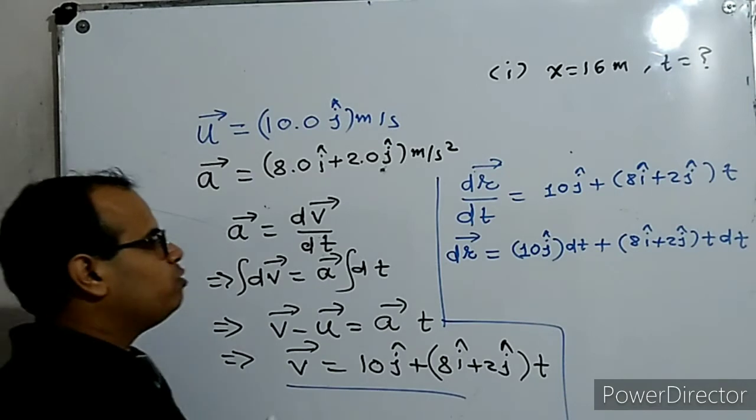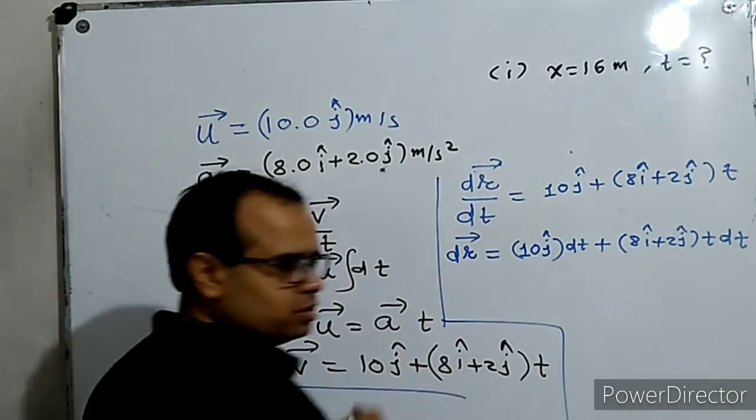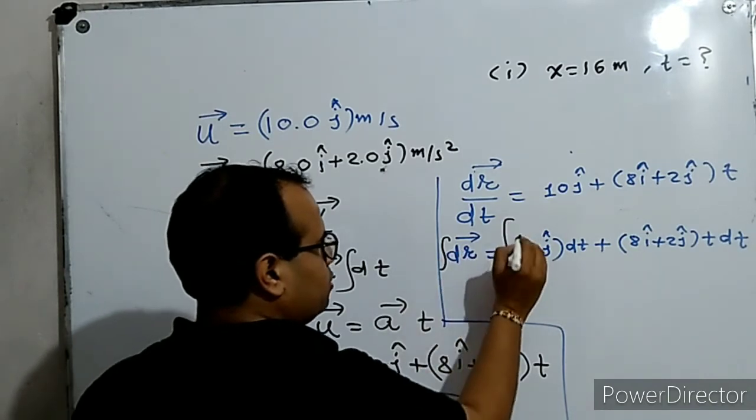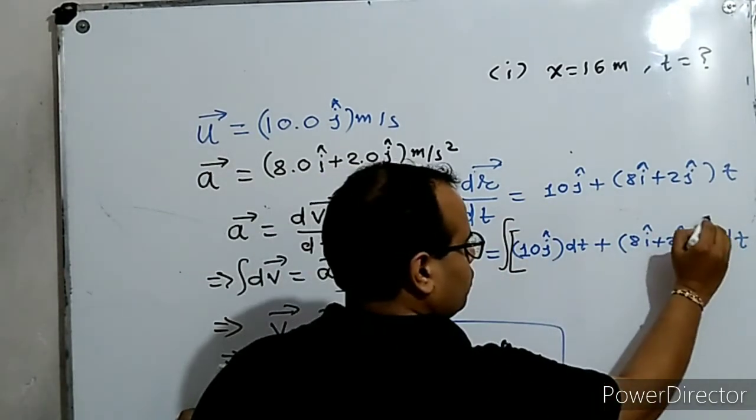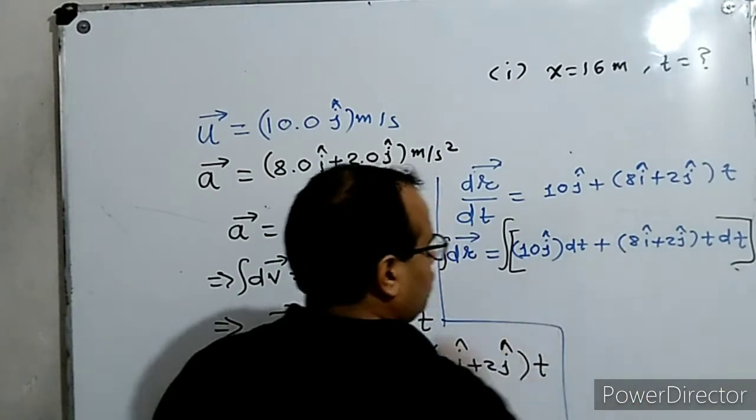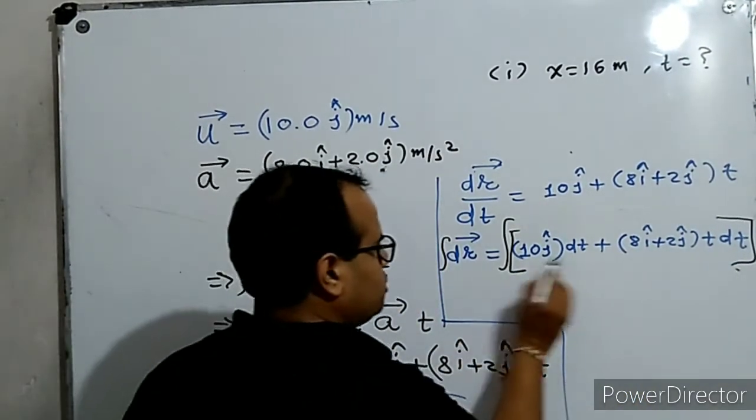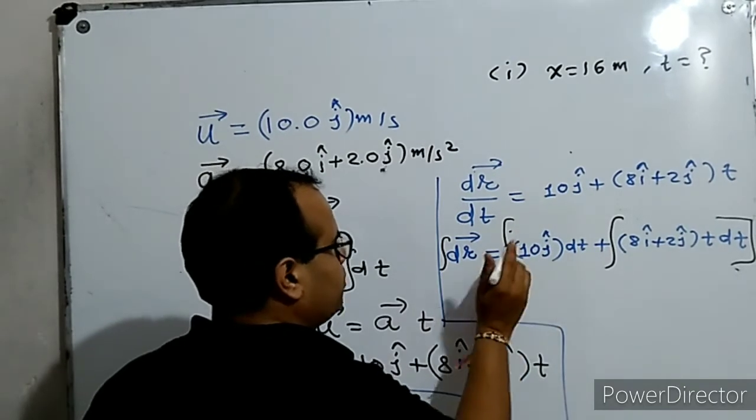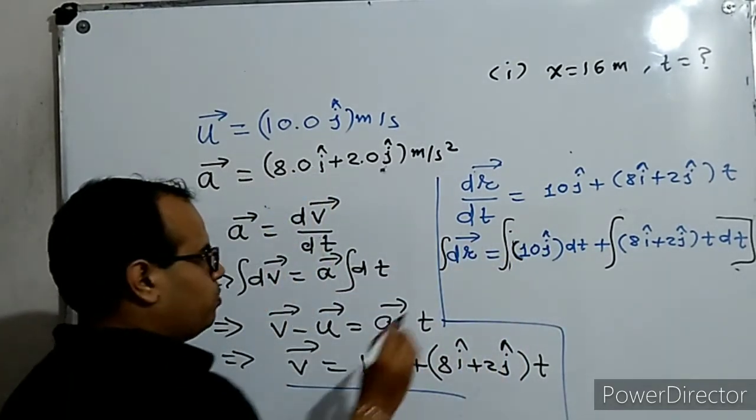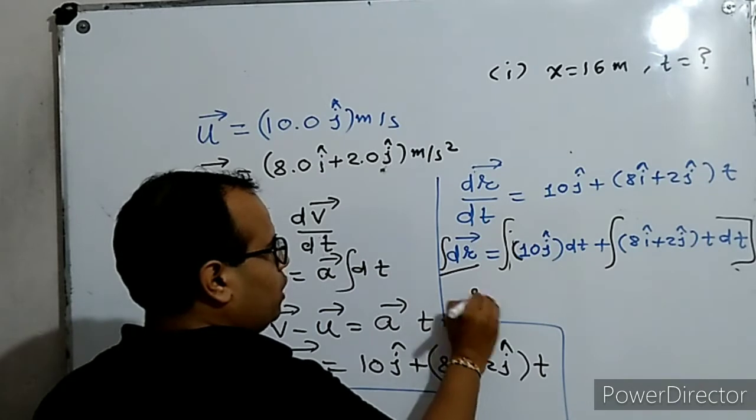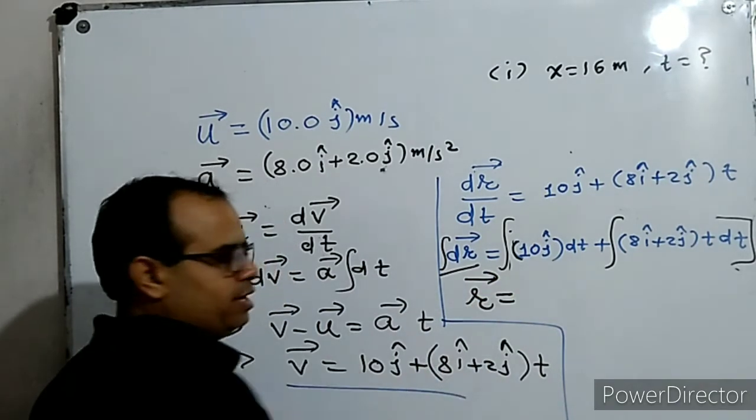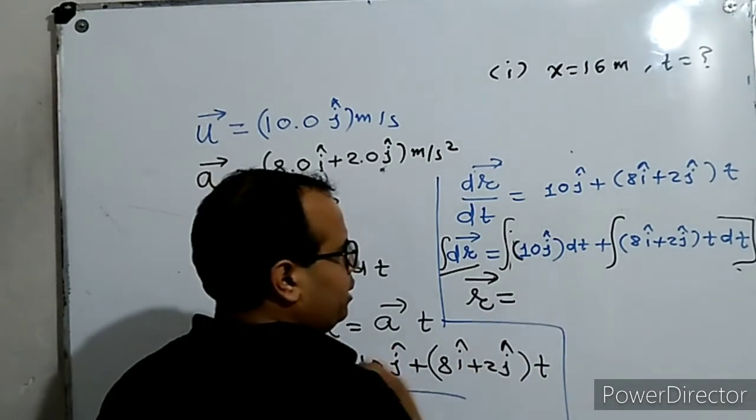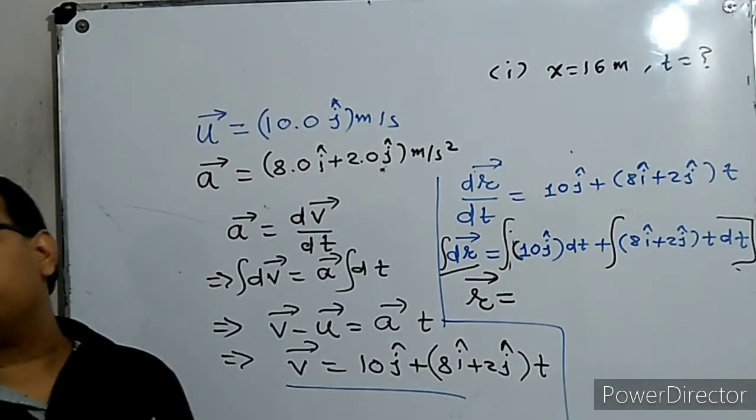Now we will integrate this to get r vector. Actually this is an integration, and here also you should have an integration sign, because they are two separate integrations which we are doing. So integration of dr vector will give you r vector. 10 j cap is constant, and integration of dt will give you t.